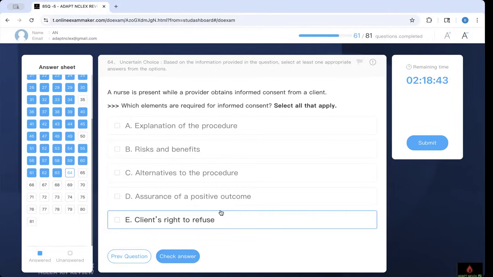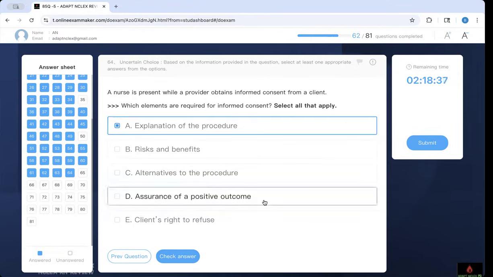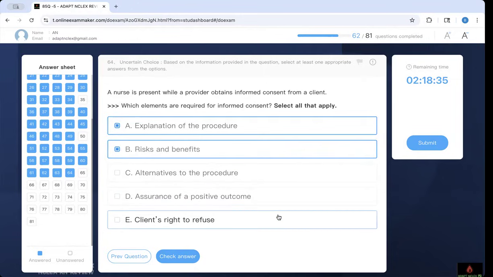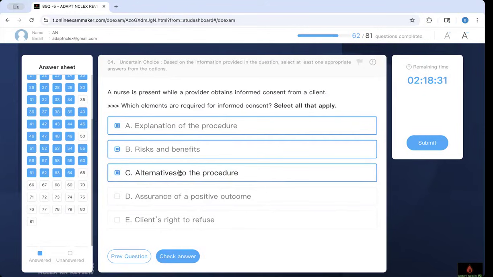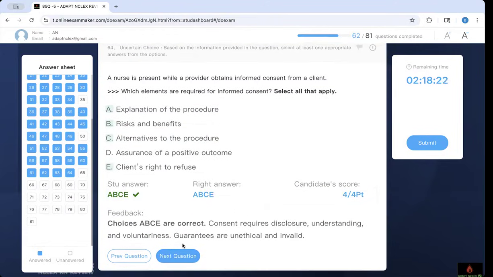If you have to obtain consent, which one should you include? Do you have the explanation of the procedure? Yes. The benefit? Yes. Alternative? Yes. You should not assure that it's going to be a positive outcome, because complications can happen. It's not part of the informed consent. And the client can refuse. Those are the things you include.